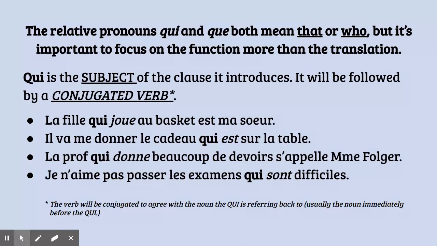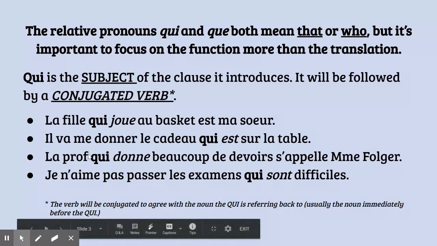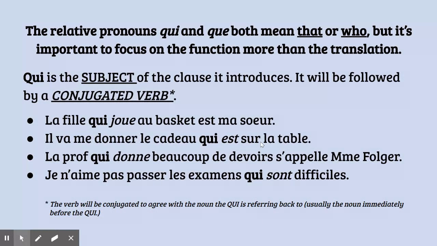So the difference between the two: they both can translate as that or who, but it's important not to focus on the translation, what it means in English, but kind of how it's functioning. So qui will always be the subject of the clause that it introduces and will always be followed by a conjugated verb. So you can see here, la fille qui joue au basket, the girl who plays basketball. Il va me donner le cadeau qui est sur la table. He's going to give me the present that is on the table. So you've got qui followed by a conjugated verb for both of those.